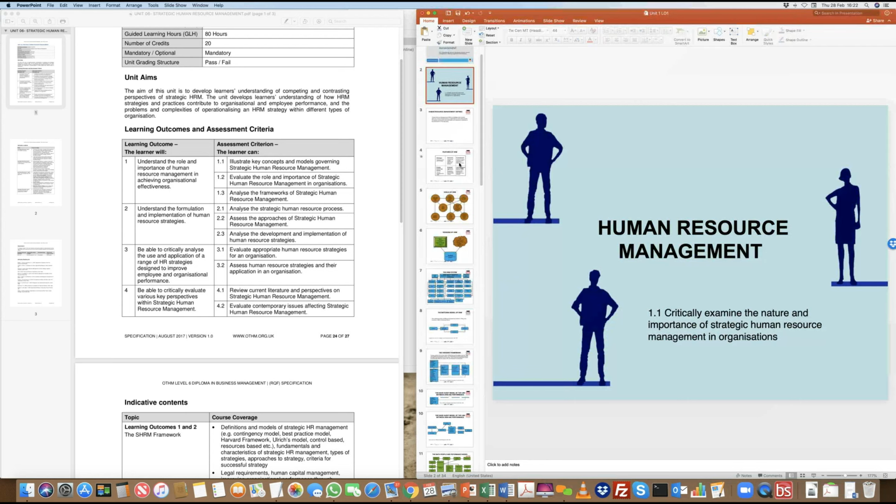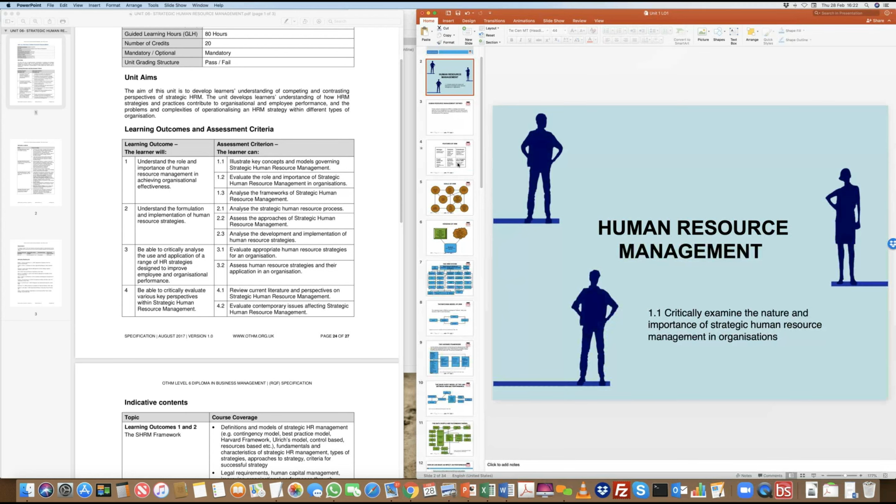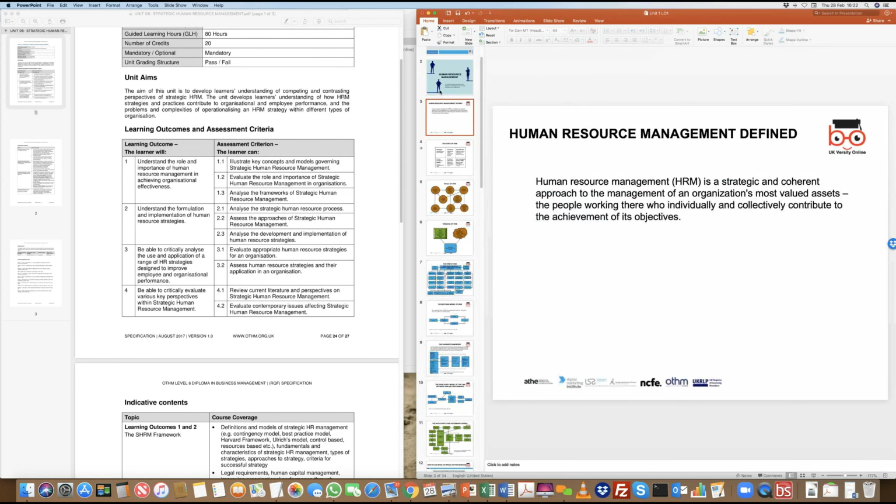In the first learning outcome, we are looking at understanding the various models, how this subject has evolved over the years, and then we'll understand things like hard HRM, soft HRM, and Ulrich's model. We look at the Harvard model. We look at different models which have defined how this department and this function works within the organization.